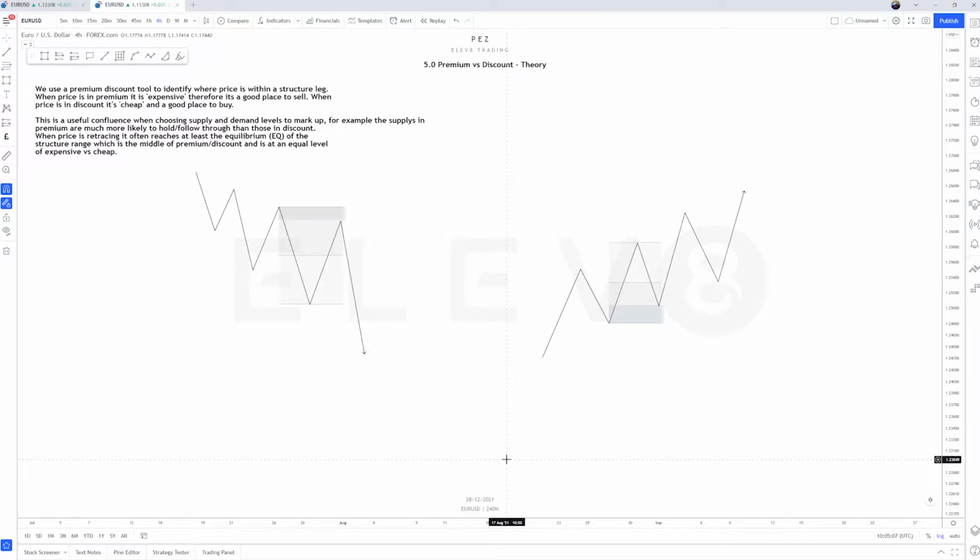So in the next video we're going to be looking at some examples of this and applying that to the market, and seeing which supplies and demands get a reaction and which ones follow through, whether they're in premium or discount.